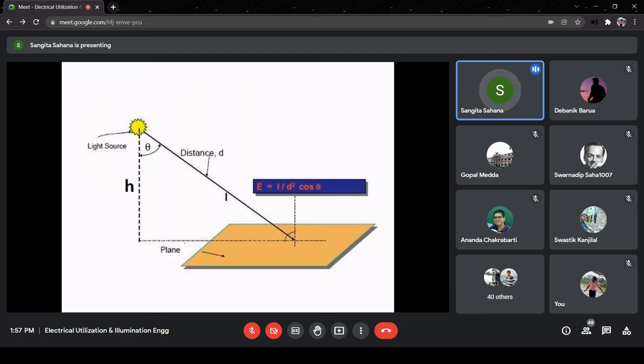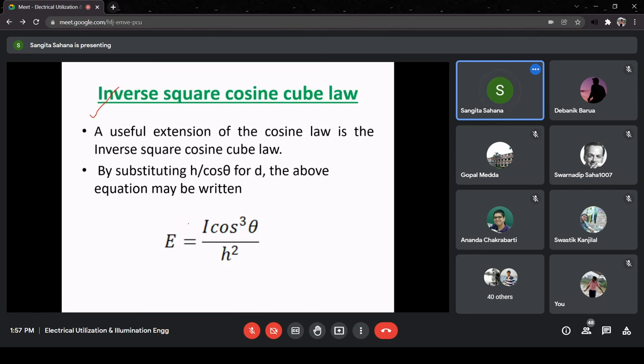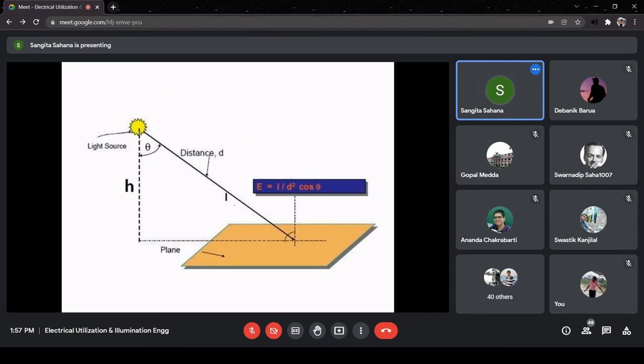So E is I cos theta by H square. A useful extension of the cosine law is substituting H by cos theta for D. The above equation may be written as I cos cube theta by H square. So if this is the source S, and you want to calculate at this point, it will be I by D square. If we want to calculate the illuminance at this point, it will be I cos theta by D square.